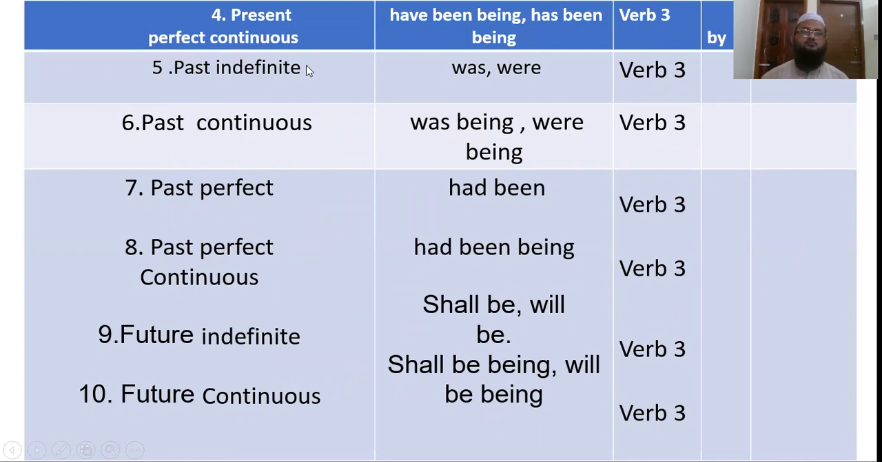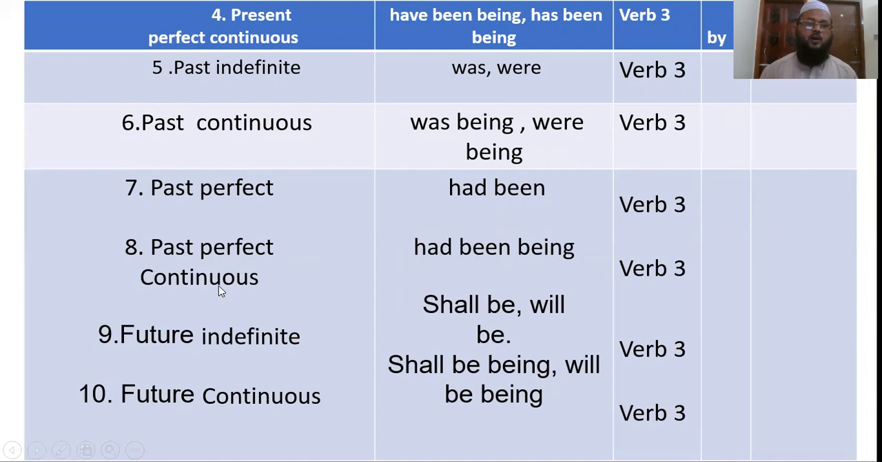Number five, past indefinite tense, auxiliary verb was, were, principal verb third form, that means past participle, preposition by, object form of pronoun. Number six, past continuous tense, auxiliary verb was being, were being, verb third form, preposition by. Number seven, past perfect, auxiliary verb had been, principal verb third form.